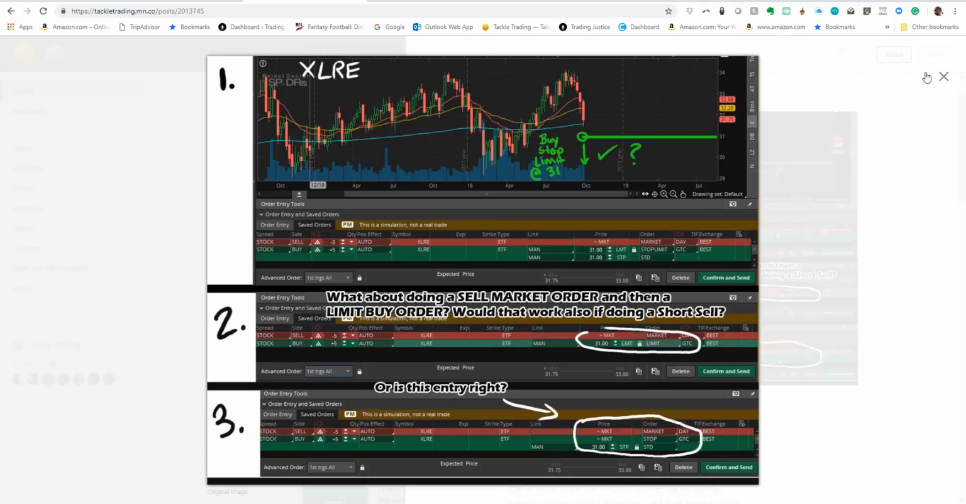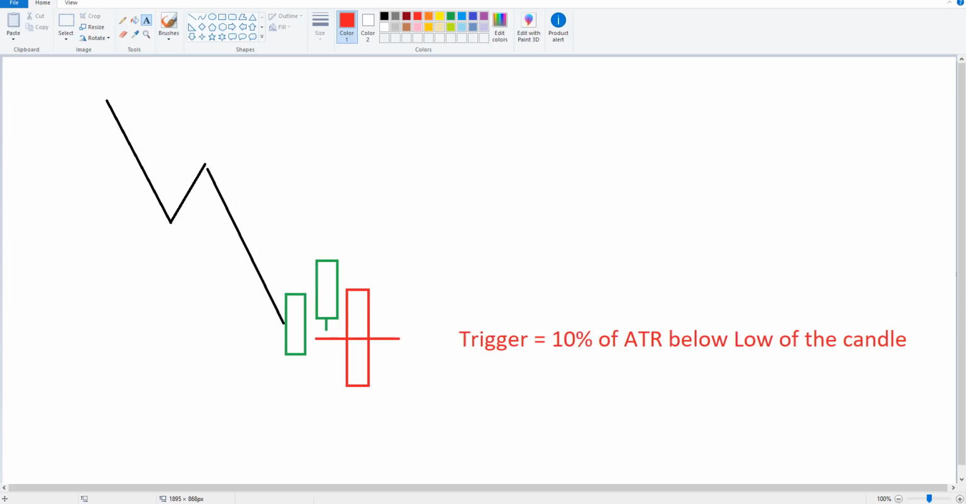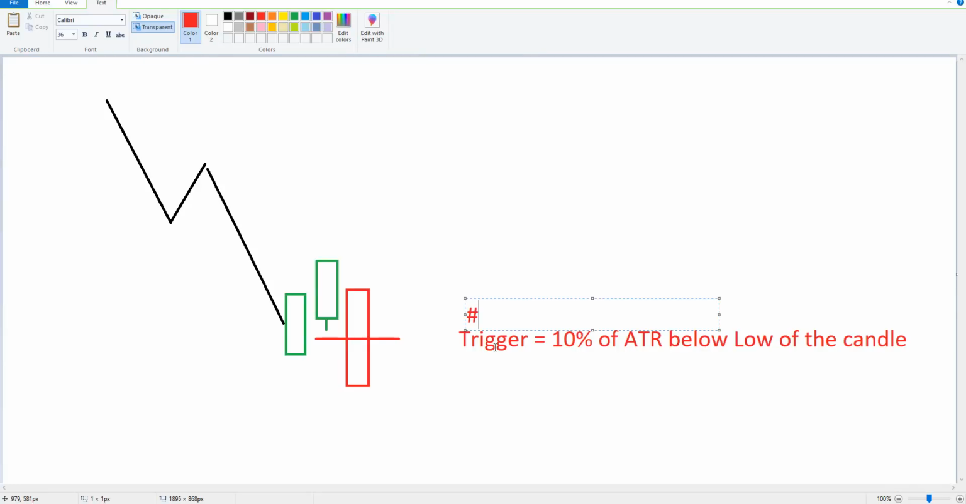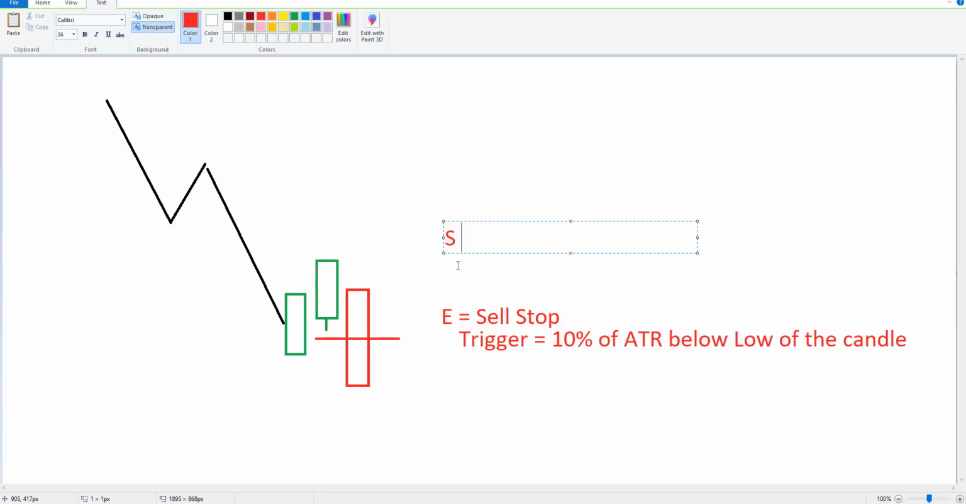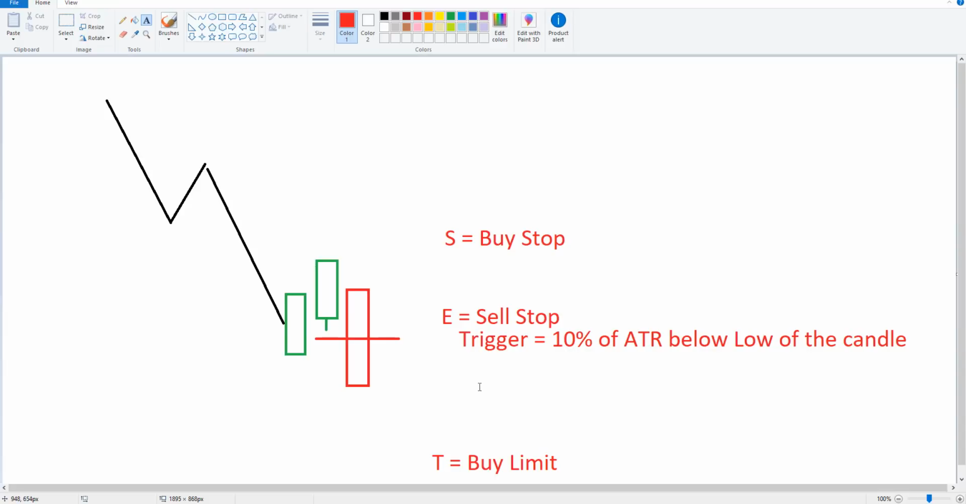And why don't we do this? Why don't we use this little diagram I'm drawing, and we'll create a little checklist cheat sheet for you. So your entry, your E, is going to be a sell stop order. Your S, which is your stop loss, is going to be a buy stop order. And then your T, which is your target, is going to be a buy limit order. Now that should be the sequence of how you do each of the orders.